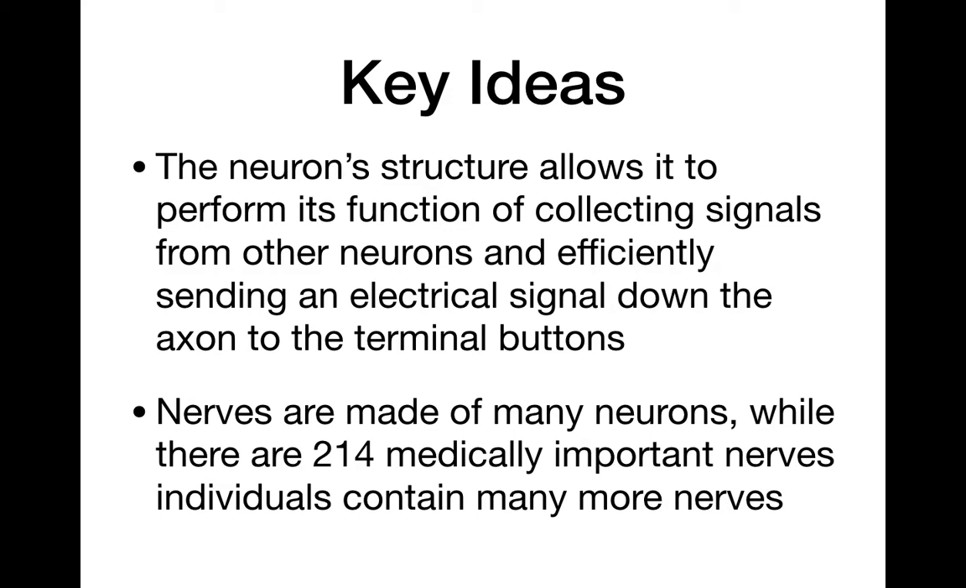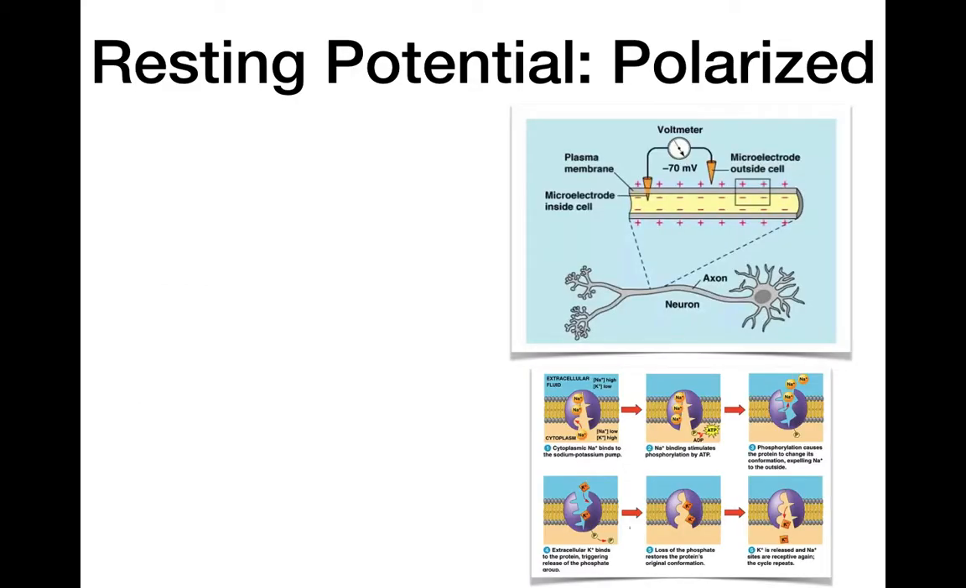Okay, key idea: the neuron structure allows it to perform its function of collecting signals from other neurons and efficiently sending an electrical signal down the axons to terminal buttons. Nerves are made of many neurons. While there are 214 medically important nerves, individuals contain many more nerves.